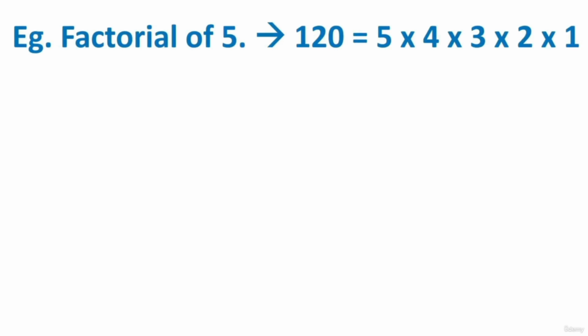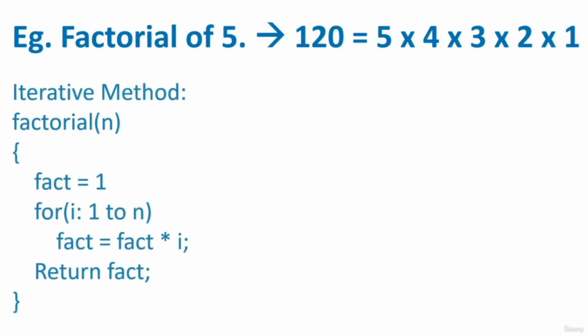Let's consider an example in which you have to find the factorial of 5. It is 120. If you don't know what factorial is, it is simply the multiplication of all the numbers from 1 to a particular number. In this case, the number is 5. For this, you can come up with an iterative solution like this.